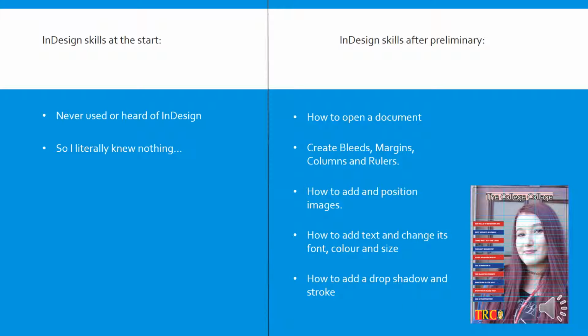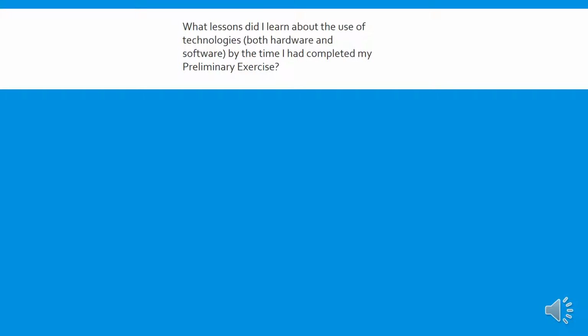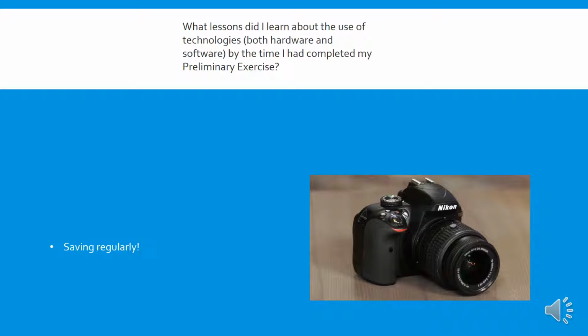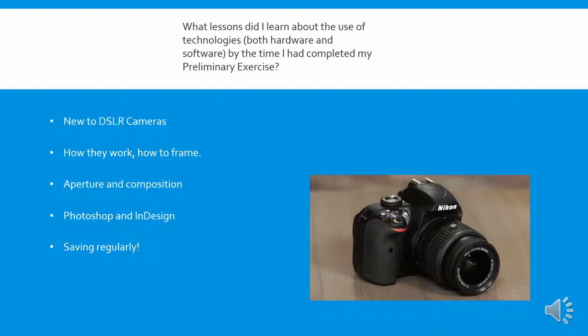But I could also create basic boxes and shapes to layer on top of images with text on for headings, etc. as seen below. In terms of what I had learnt about hardware and software after my preliminary exercise, except for saving regularly, having lost my project a couple of times, it was mainly about photography. I had never used a DSLR camera, so when I used my friend's Nikon D3300, I had to learn everything, from how to frame a shot, about aperture and composition of a shot, etc. Other than that, everything else I had learnt was what I had previously mentioned in my Photoshop and InDesign slides.